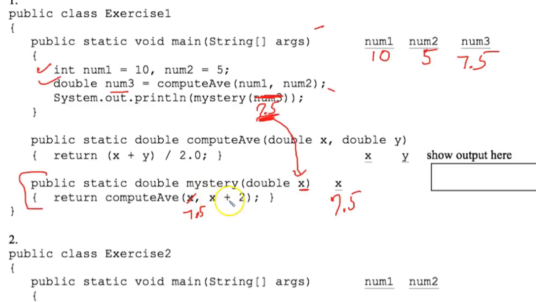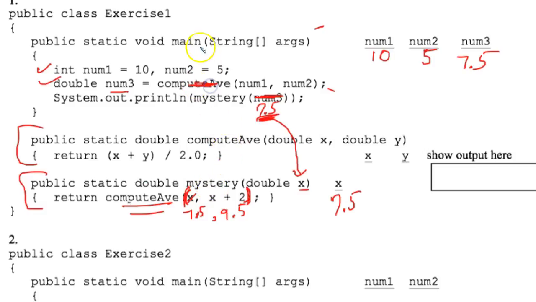That 7.5 immediately gets added to 2 according to order of operations, so that simplifies to 9.5. So really we have an x comma x plus 2, which can be thought of as 7.5 comma 9.5. And these are parameters that are being passed through these parentheses to the method compute av. So again, this method compute av is being invoked. It's being called. This time, the function mystery is calling it.